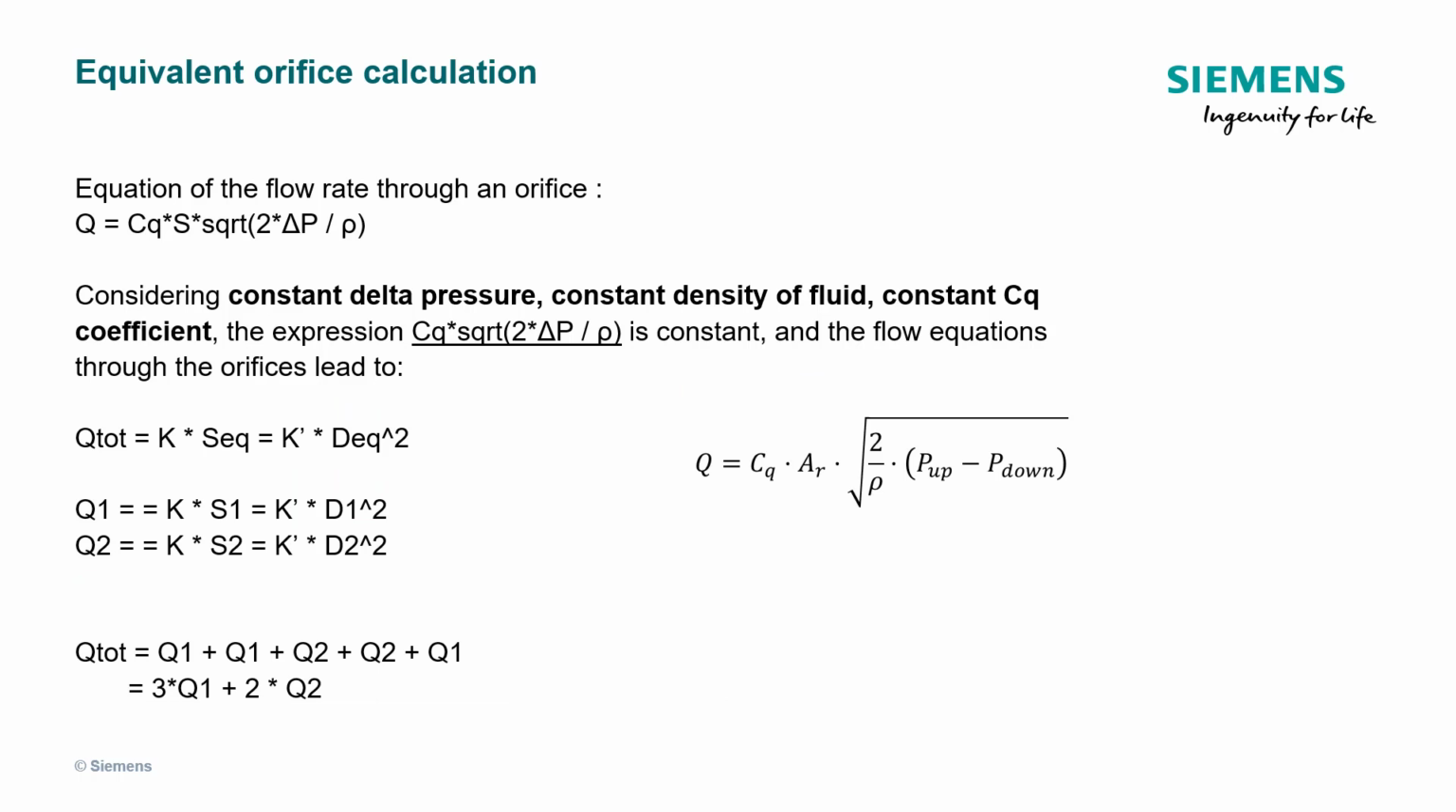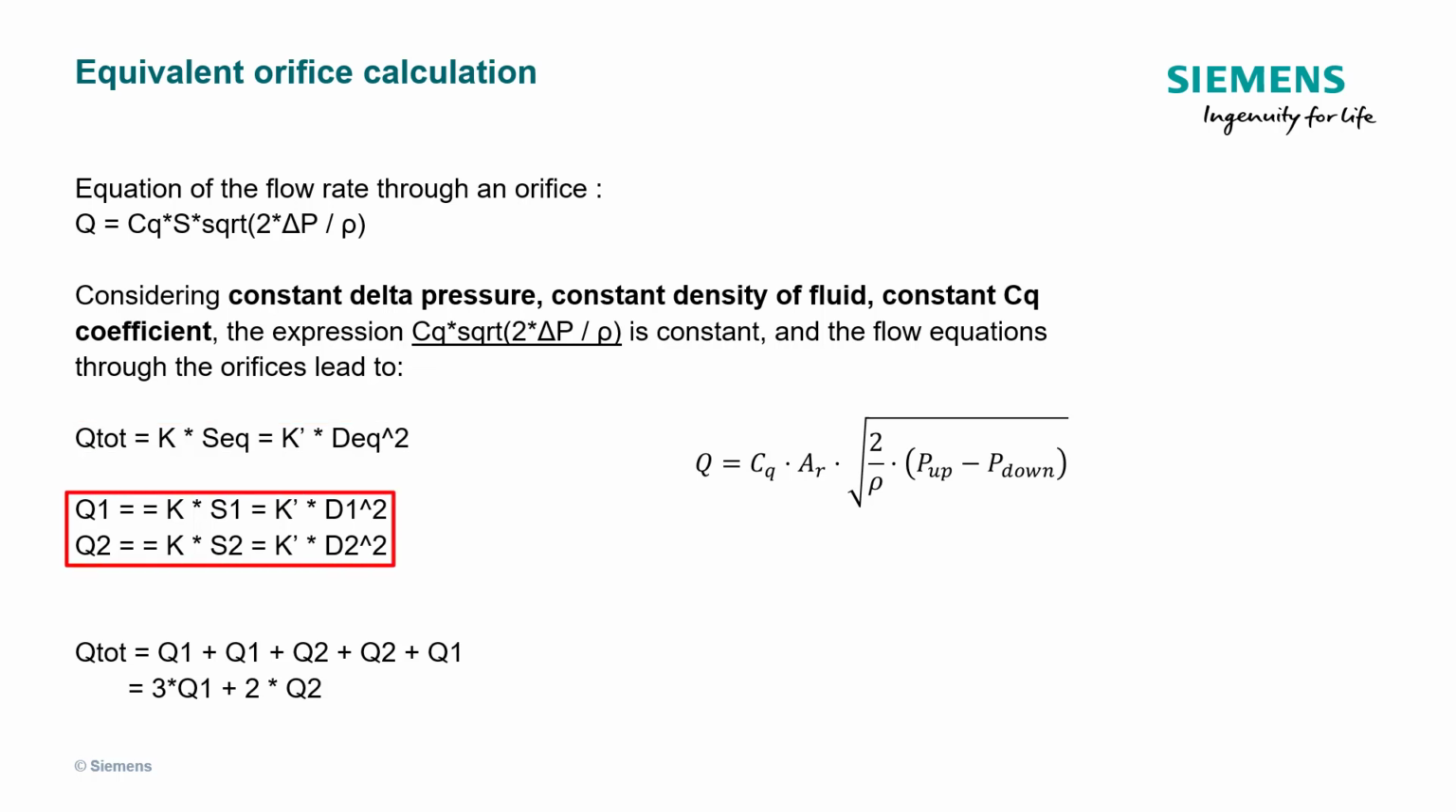From previous topics, we already know the flow rate calculation of an orifice. For simplicity, we will consider constant pressure drop, density, and flow coefficient CQ. It will make the calculation easier so that we can focus on our topic. Since these three items are considered as constant values, we can replace them by a simple capital letter K, and the equation becomes the total flow rate Q tot equals K multiplied by the equivalent area S, or K prime multiplied by the square of the equivalent orifice diameter.